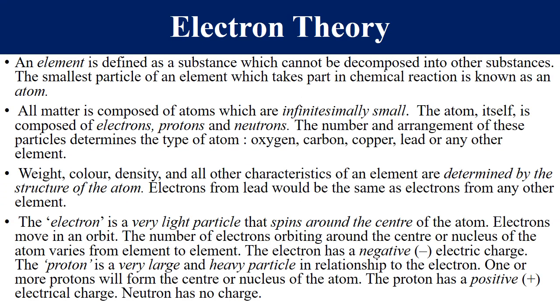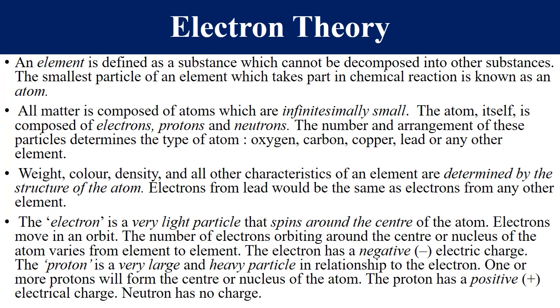This topic was covered in more detail in your Electronics 1 course, but there is no harm in repeating it. We are now going to look at electron theory. From your high school, you know what an element is. An element is a substance which cannot be decomposed into other smaller substances, and its smallest particle is called an atom. An atom is made up of electrons, protons, and neutrons.